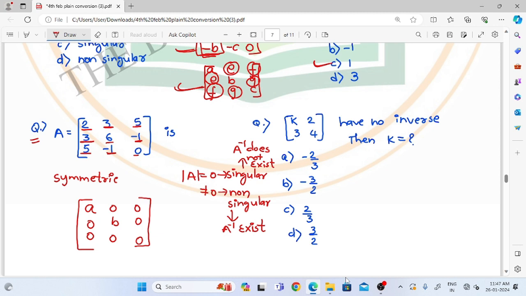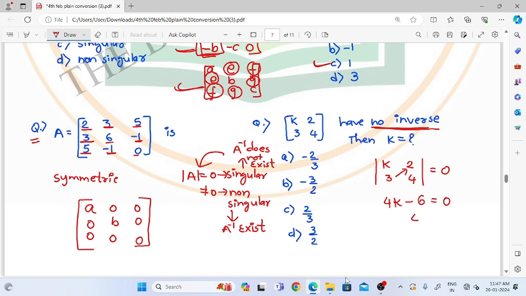So this matrix is given. This matrix has no inverse. In which case will we get no inverse? The inverse does not exist when the determinant is 0. So we have to find the value of k for which the determinant is 0. Whenever the determinant is 0, only in that case the matrix has no inverse. So we will find the determinant of k 2 3 4 and take it equal to 0. So k into 4, that is 4k, minus 3 into 2, that is 6, is equal to 0.